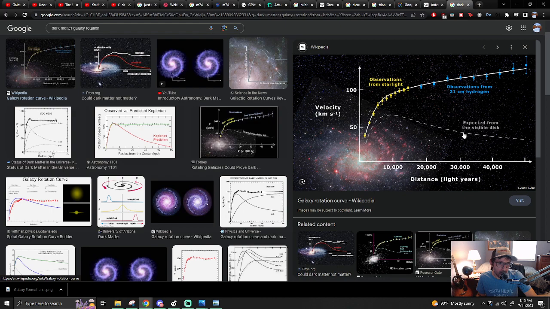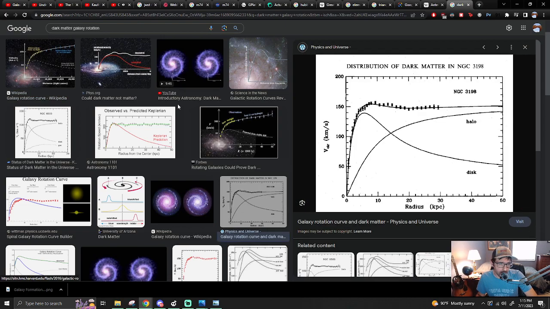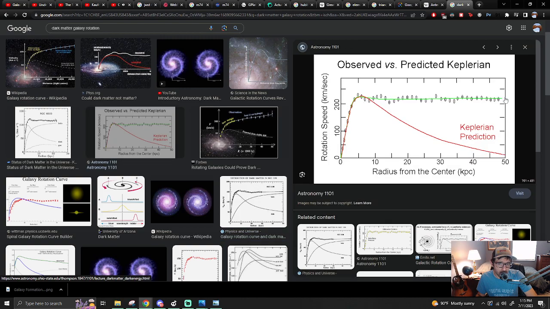Expected, observed. And I kind of said, well, this is what we tend to see, a flatlining of the rotation.